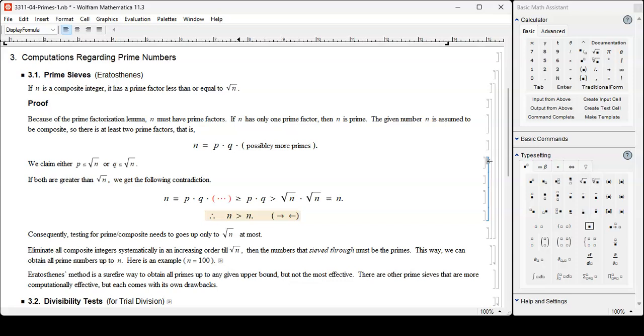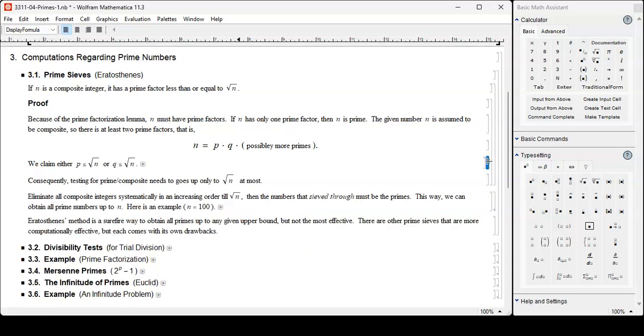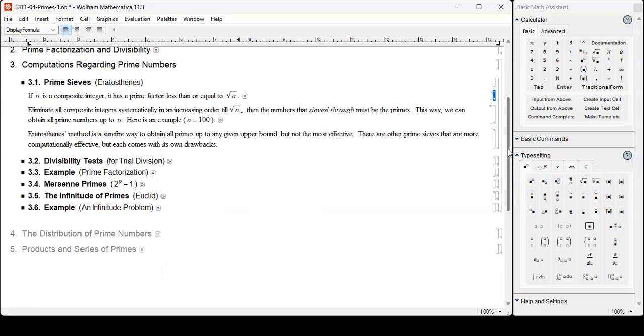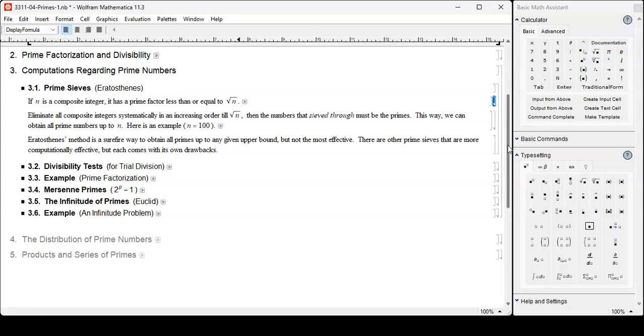So our assumption that both are greater than square root of n is wrong, so one of them has to be less than or equal to square root of n. So any composite integer has a prime factor less than or equal to square root of n, so we can test only up to square root of n. That's the theoretical foundation of this Aristotle's prime sieves method.